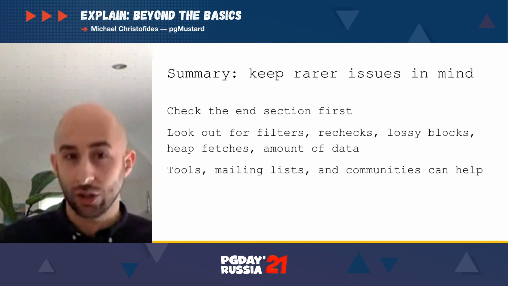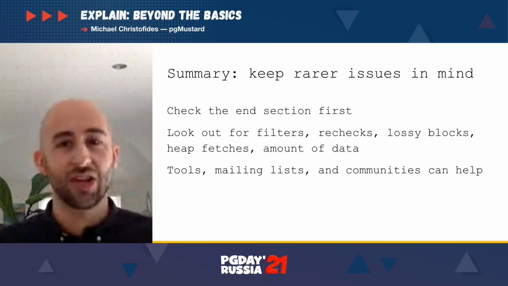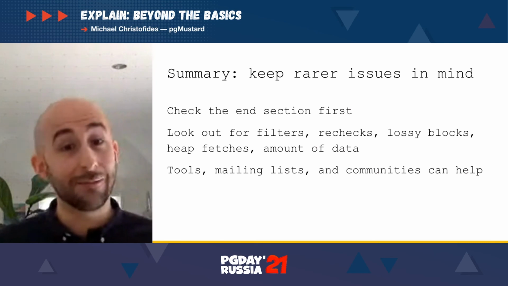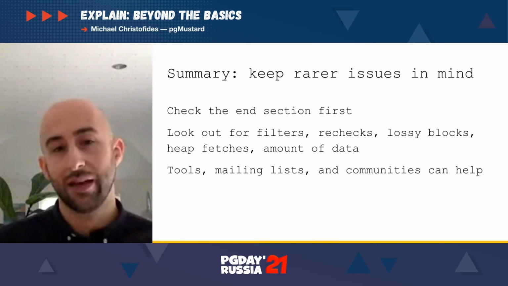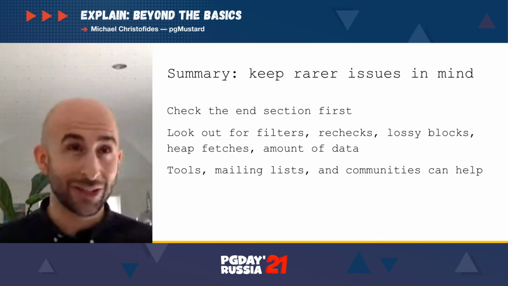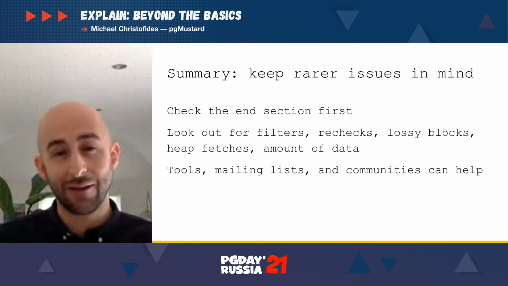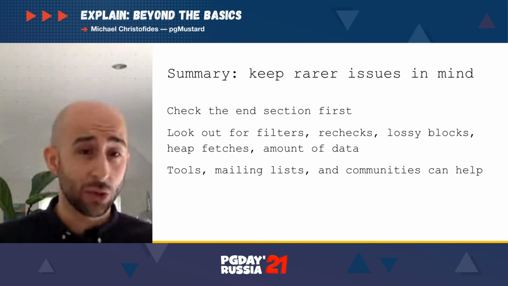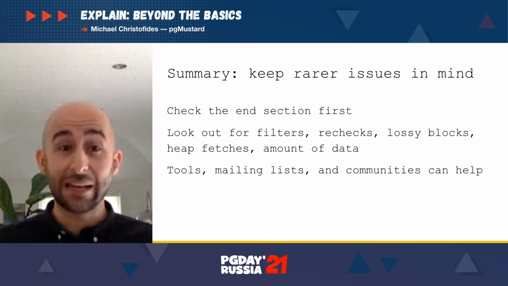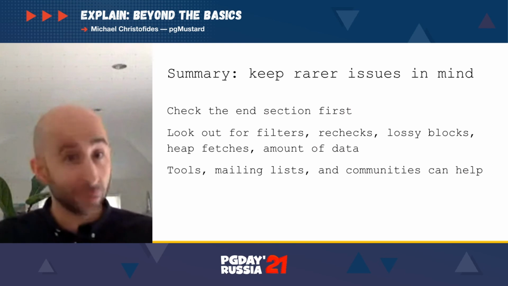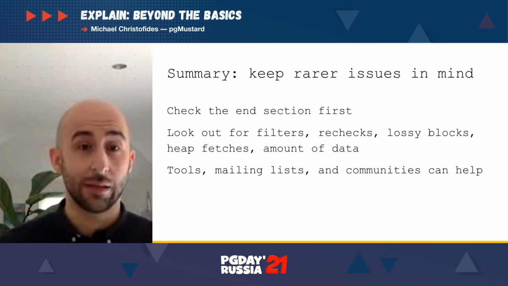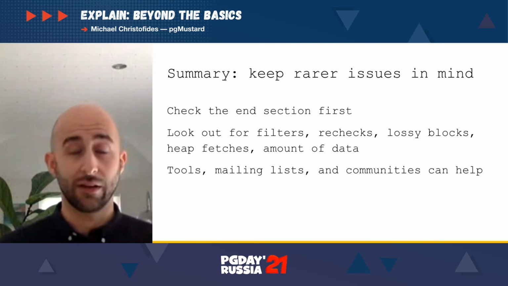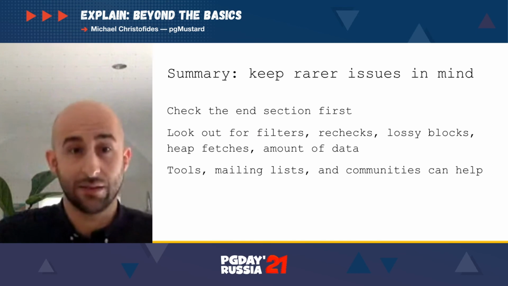There's a lot of other things you can look out for: filters, rechecks, lossy blocks, heap fetches, even trying to work out how much data is being read at each stage for the amount returned. So yeah, that's not exhaustive. There are a few others as well that we look out for and we want to point out in future. And yeah, as I mentioned, there are tools to help with this kind of thing. And if you've spent quite a while on it and are still stuck, there's a huge number of Postgres communities, including the performance mailing list, that we found really helpful and got a lot of ideas from.